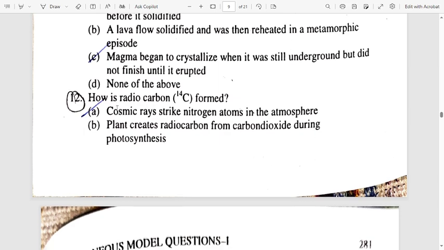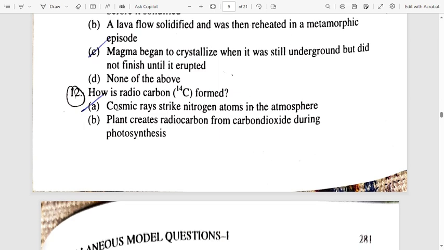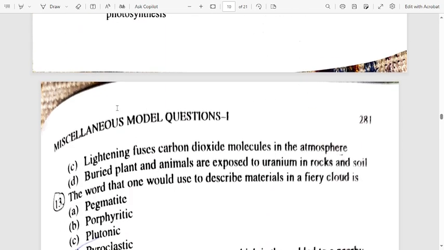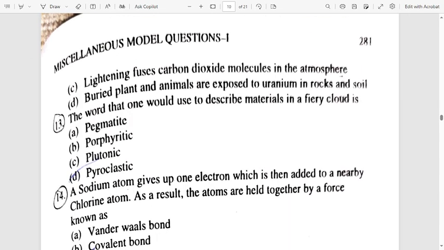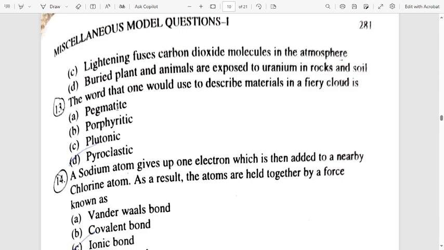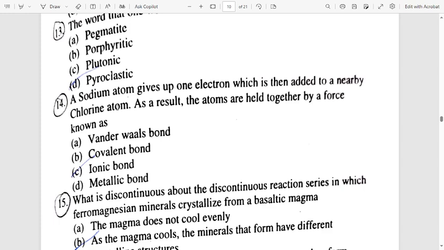How is radiocarbon, carbon-14, formed? Cosmic rays strike nitrogen atoms in the atmosphere. The word that one would use to describe materials in a fiery cloud is pyroclastic. A sodium atom gives up one electron, which is then added to a nearby chlorine atom. As a result, the atoms are held together by a force known as ionic bond.